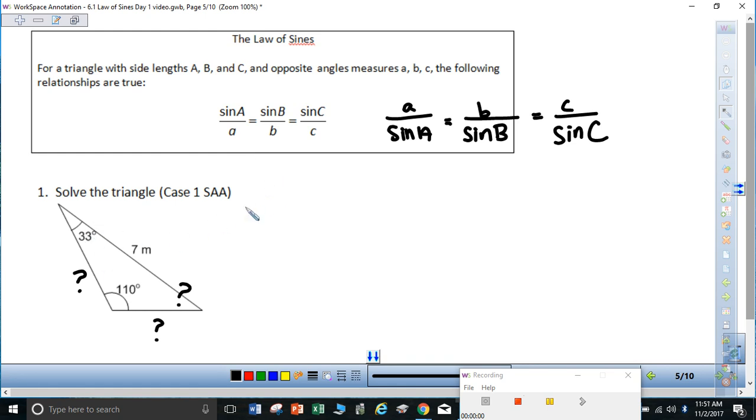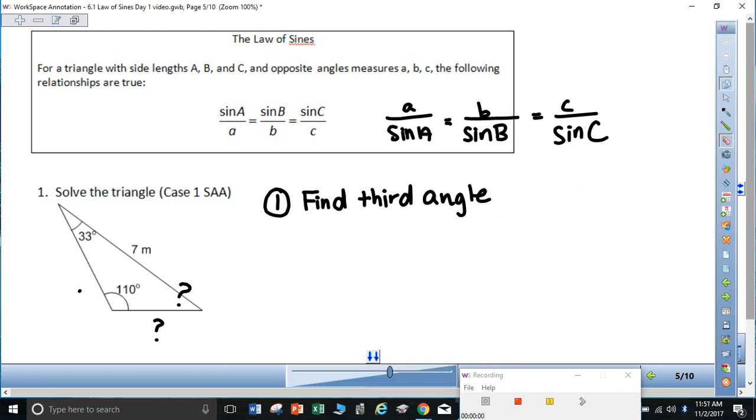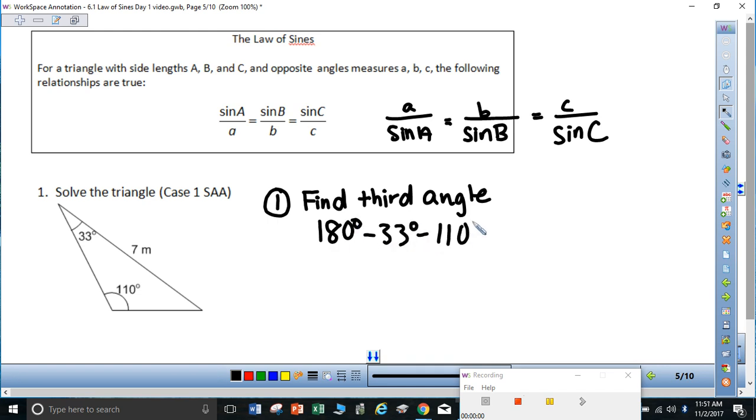So anytime you're given two angles, your first step, an easy step to start, should be to find the third angle. So we know that the angles of a triangle must add up to 180 degrees. So we're going to use that fact. We're going to do 180 degrees minus 33 minus 110 to give us our third angle measure, which is 37. As soon as you figure something out, label it in your picture.